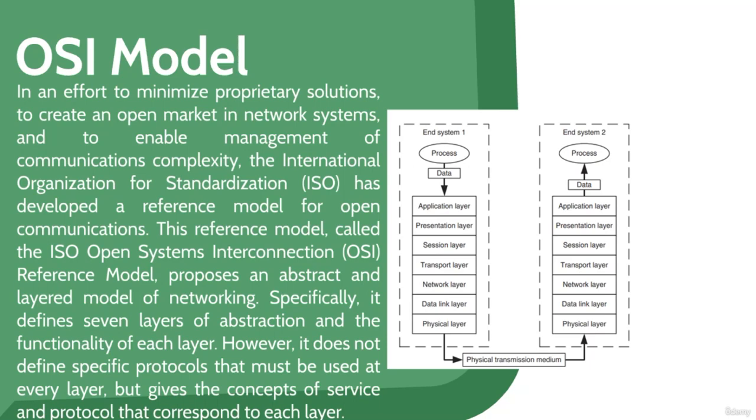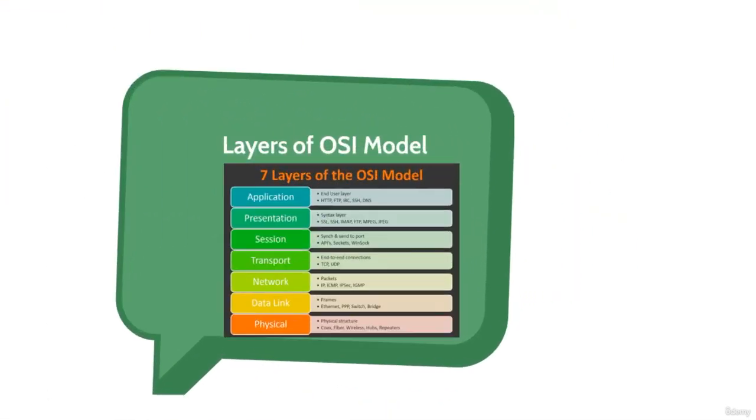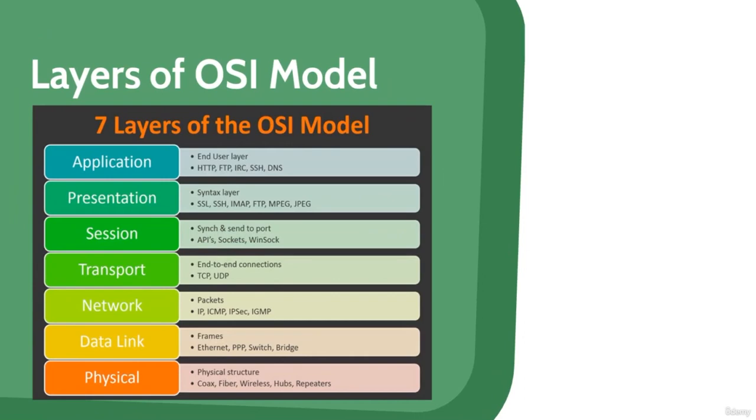However, it does not define specific protocols that must be used at every layer but gives the concepts of service and protocol that correspond to each layer. Physical layer. These protocols employ methods for bit transmission over physical media and include such typical functions as signal processing, timing, and encoding.